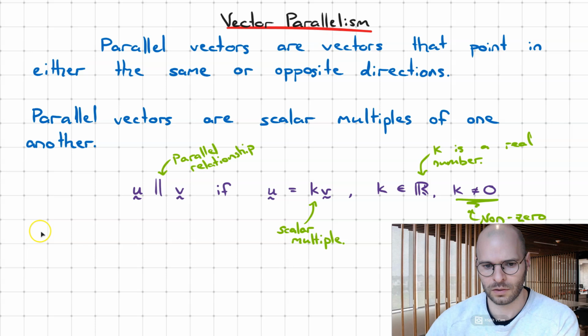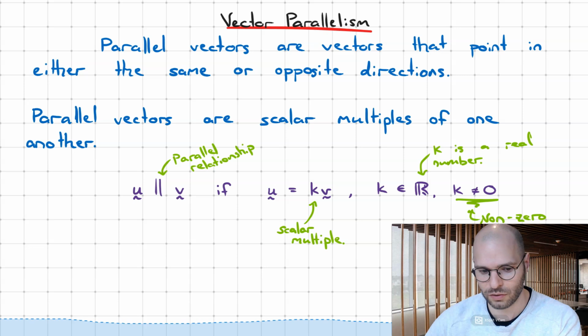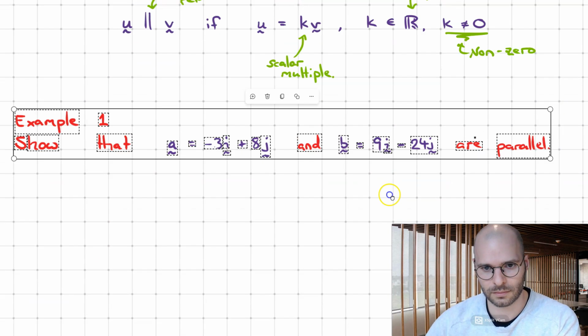So once more, vectors u and v are parallel if vector u is a scalar multiple of vector v. The k could also be on the u as well, it doesn't matter which side, where k is a real number and it's non-zero. Now let's have a look at how we can use this property to determine whether two vectors are parallel or not. Let's go to example 1.